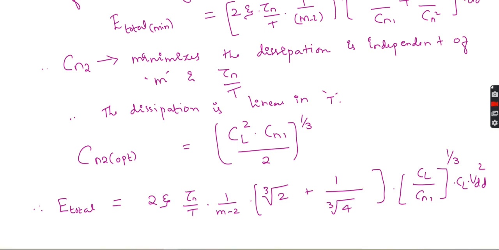Now you can see here that Cn2 is omitted. The only very important thing is Cn1, because it is intermediate, so the output also will be there finally. This is nothing but the fully adiabatic system.